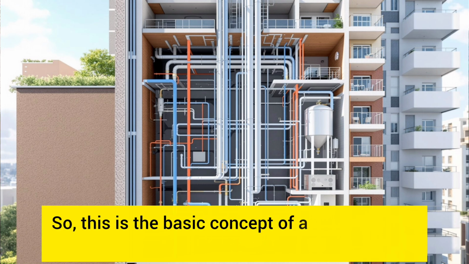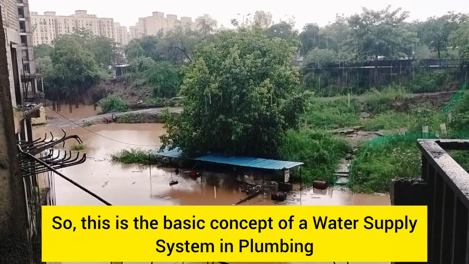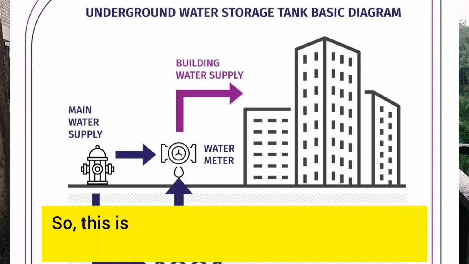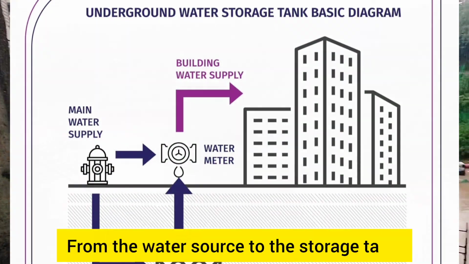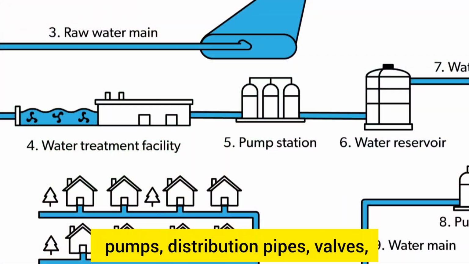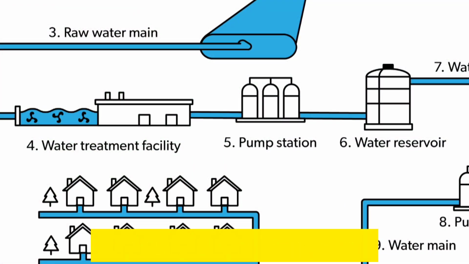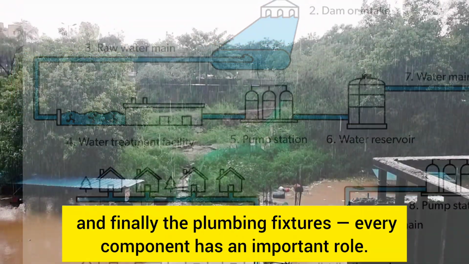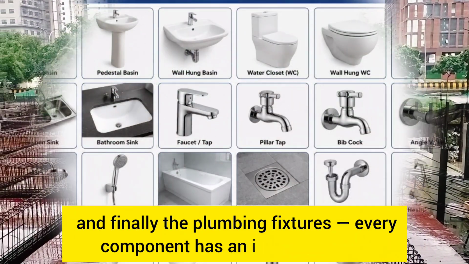Conclusion. So, this is the basic concept of a water supply system in plumbing, from the water source to the storage tank, pumps, distribution pipes, valves, and finally the plumbing fixtures. Every component has an important role.